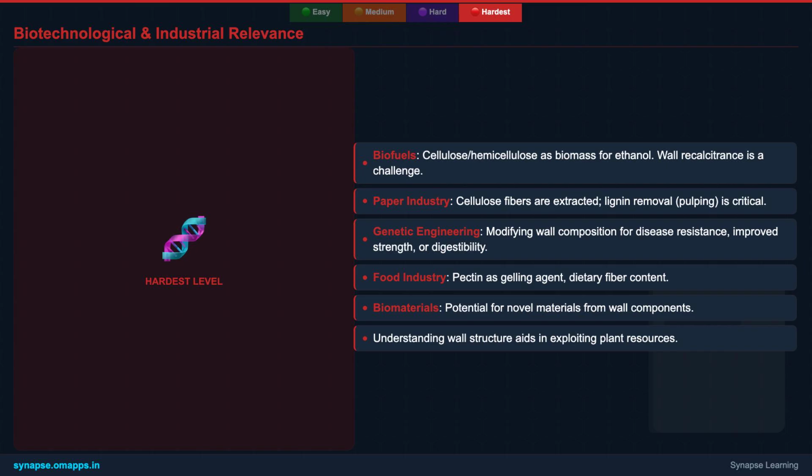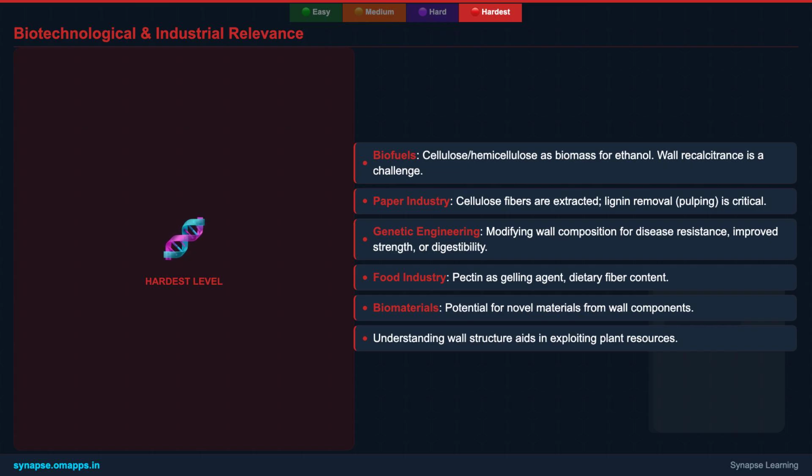The paper industry fundamentally relies on extracting cellulose fibers from plant cell walls, with lignin removal, or pulping, being a critical initial step. Genetic engineering offers avenues to modify cell wall composition, enhancing disease resistance, improving mechanical properties, or increasing digestibility for livestock. In the food industry, pectin is widely used as a gelling agent, and the cell wall itself contributes significantly to dietary fiber.